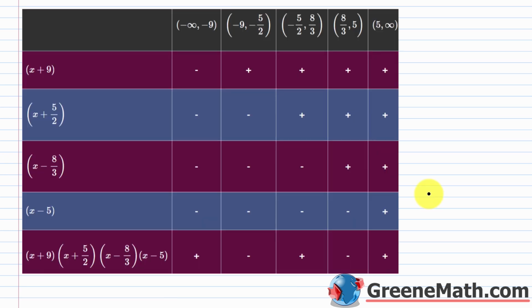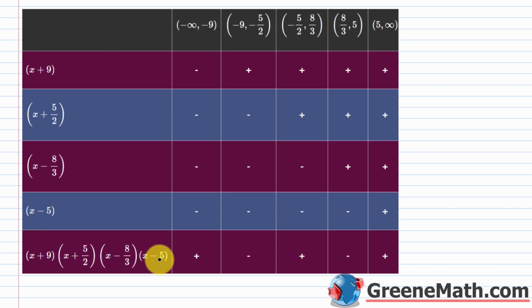So setting up a table, again, there's your intervals: anything less than negative 9, between negative 9 and negative 5 halves, between negative 5 halves and 8 thirds, between 8 thirds and 5, and then anything greater than 5. So I have this factor x plus 9. It's going to be negative here and then positive everywhere else. I have a factor x plus 5 halves, negative here and here, positive everywhere else. I have a factor x minus 8 thirds, negative here, here, and here, positive everywhere else. And then I have a factor x minus 5, negative here, here, here, and here, and then positive here.